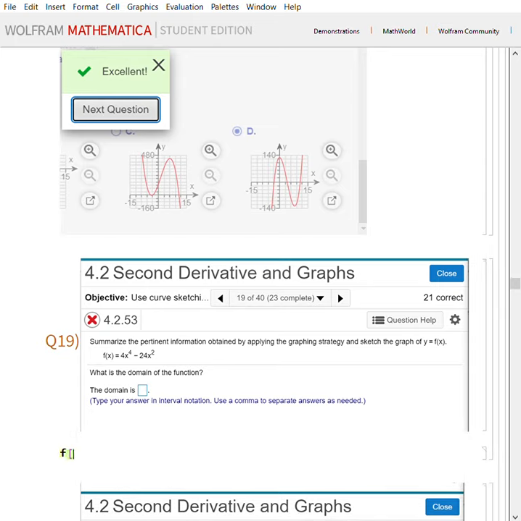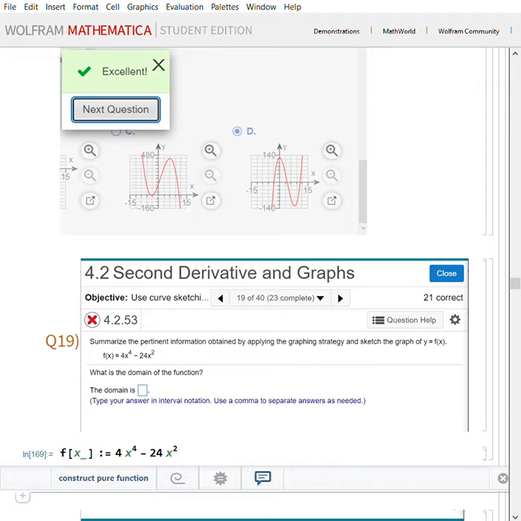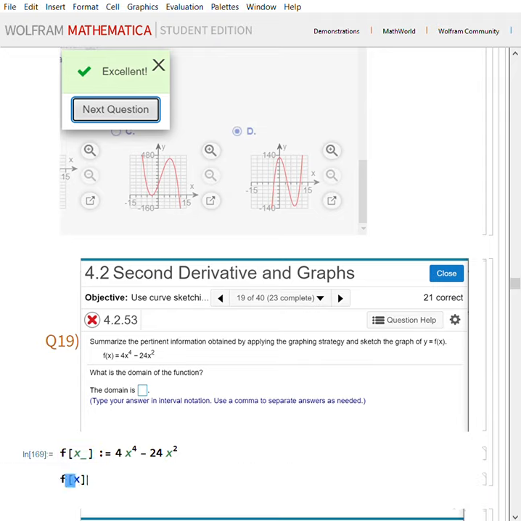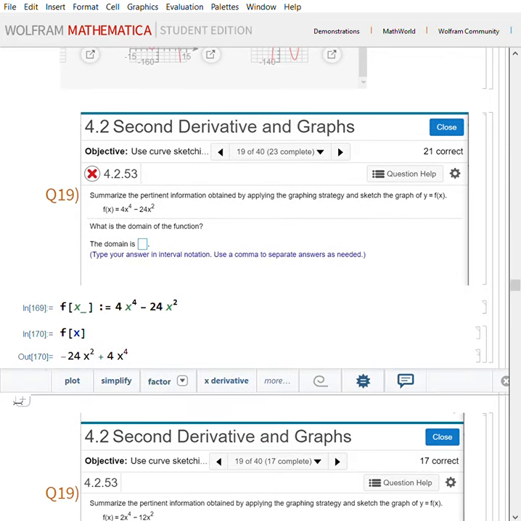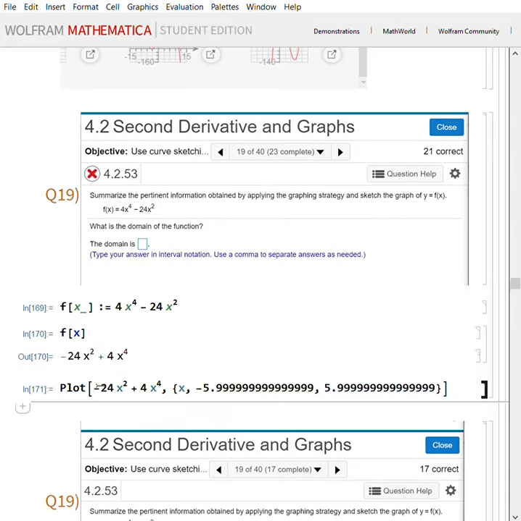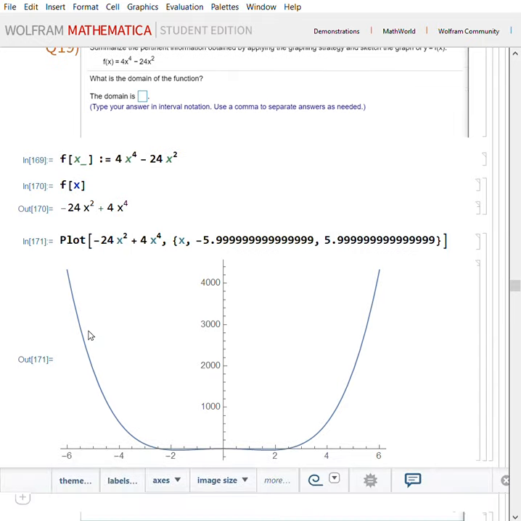So here's what you do. First things first, define your function. This is an 8-9 part question, so it's well worth your time to define the function, to be able to manipulate it easily. So this is it: 4x to the fourth minus 24x to the second. Sweet. Now, why not just plot the function? Just do f of x and it will suggest plotting it, or you could just do the whole plot command. This is quicker for me.